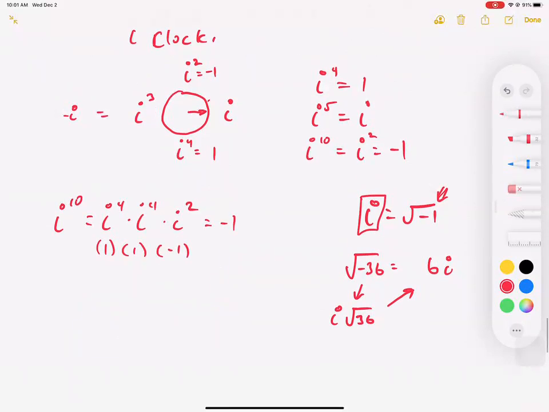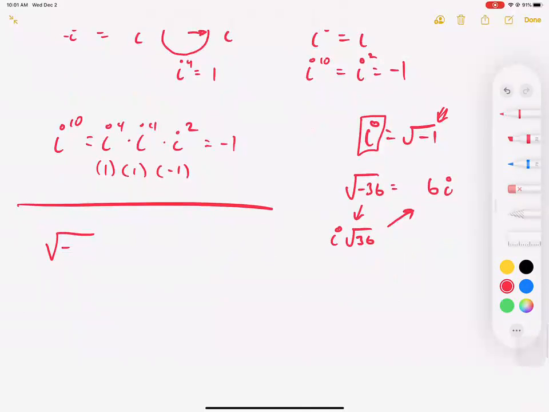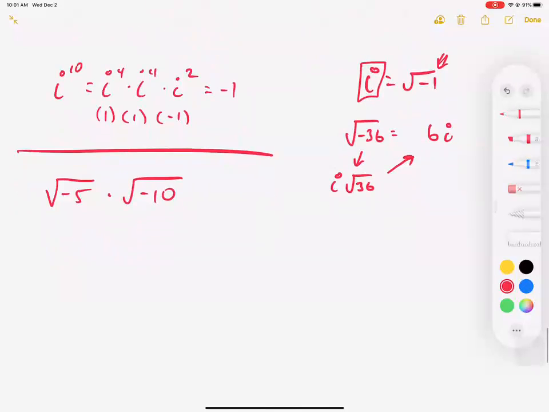Like number 10, let's go back. Someone asked me to go back to do a different problem. Let's say negative 5 times the square root of negative 10 here. Okay, let's use this example. Can I multiply these fake numbers together? These impossible numbers together? No.